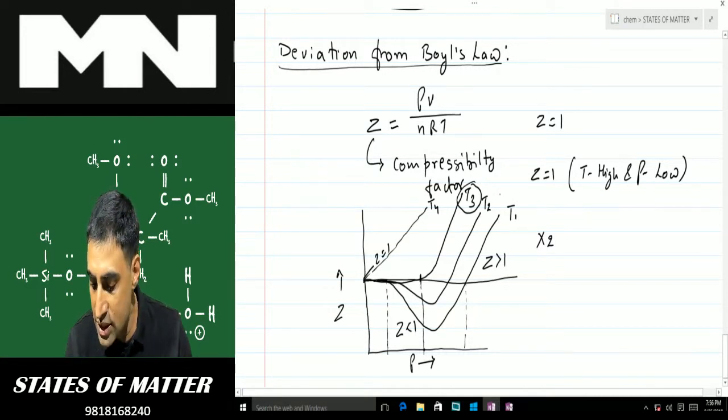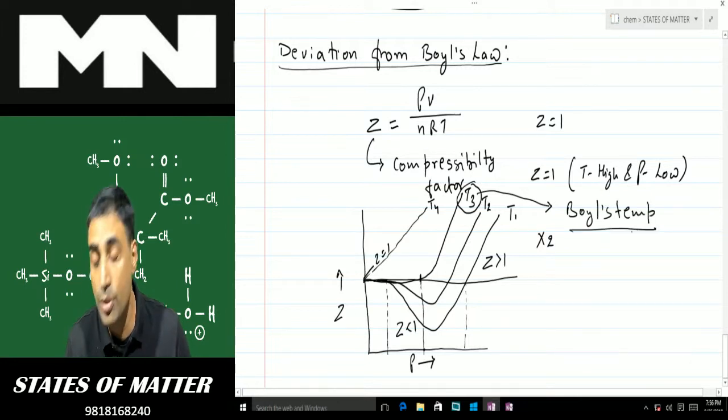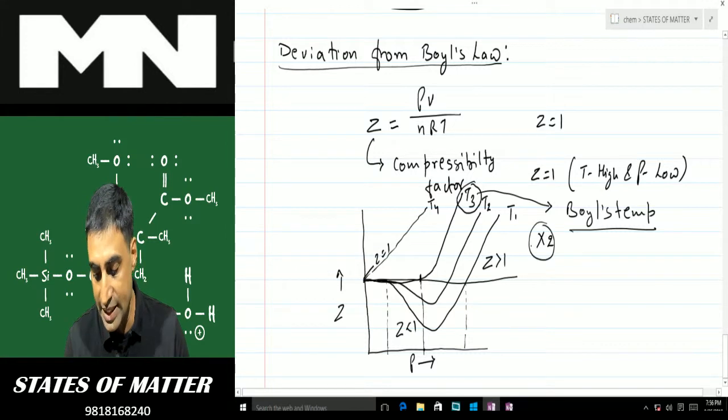That means this temperature T3 is the Boyle's temperature. So you should remember what is Boyle's temperature. It is a temperature of a gas at which even a real gas behaves like an ideal gas even at high pressure. So here we have got a real gas, that is X2, and at temperature T3 it is behaving like an ideal gas even at high pressure. So this is what a Boyle's temperature is.